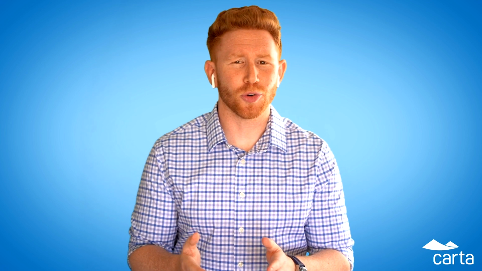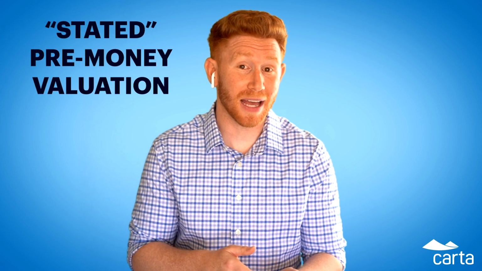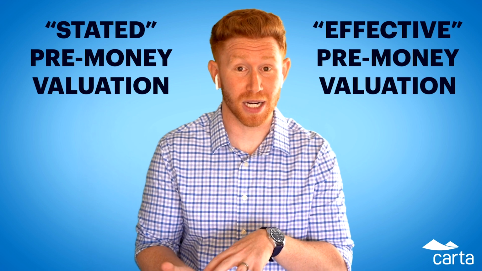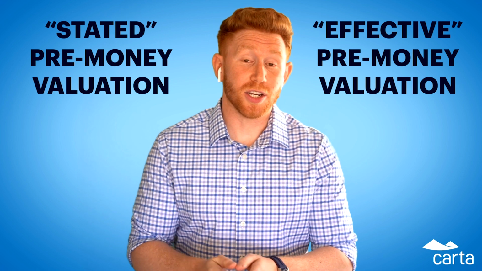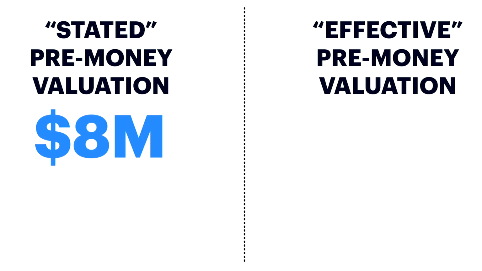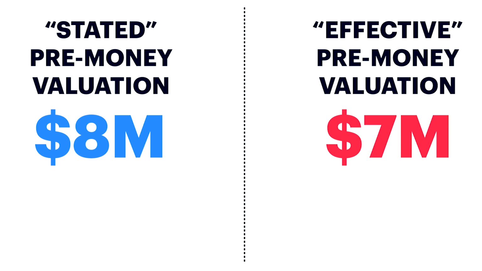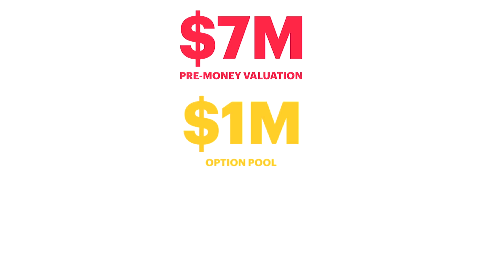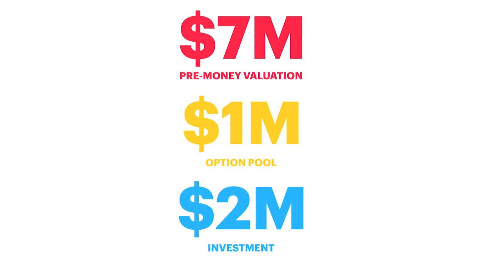This is a common little trick, which is why it's important to know that when you're talking about valuations, there's a difference between the stated pre-money valuation and the effective pre-money valuation. In this term sheet, your stated pre-money valuation is $8 million, but your effective pre-money valuation is actually $7 million, plus this new option pool of $1 million that you're now creating. Once that option pool has been created, then Jennifer's going to put in her investment of $2 million and your post-money valuation will amount to $10 million total.